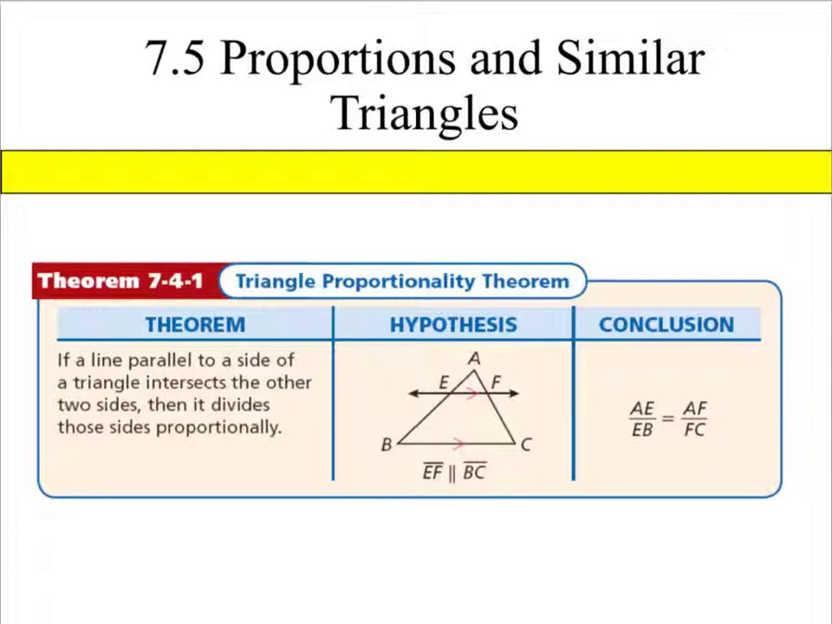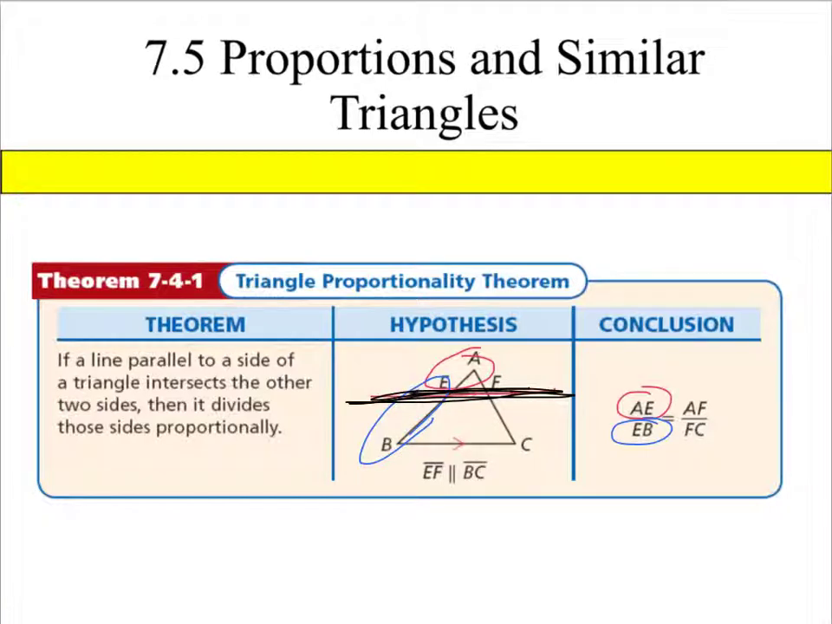It says, if a line parallel to a side of a triangle intersects the other two sides, then it divides those sides proportionally. If you notice, on this triangle, you will see AE over EB. The top half of that line is over the bottom section, and this line is almost that divider. It gives you where that fraction would end up being.